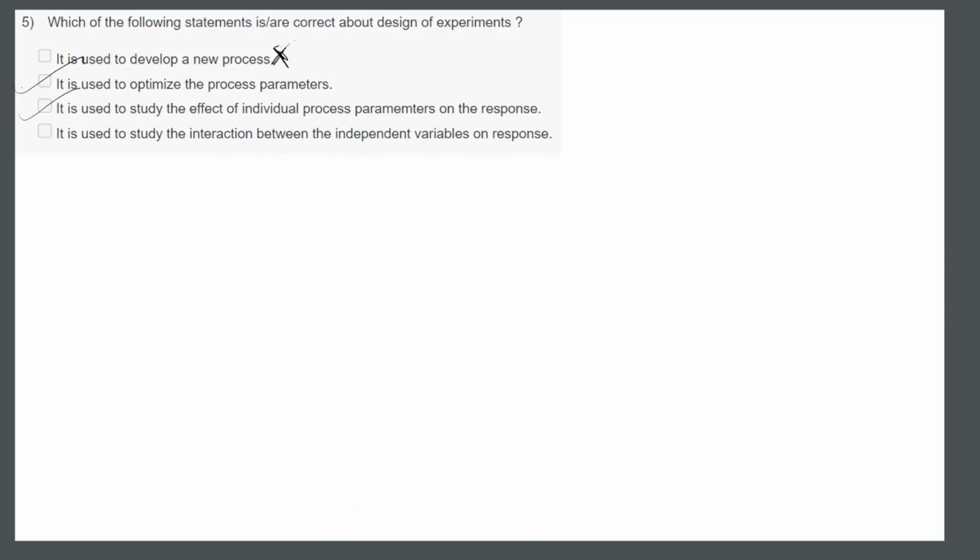So that is also thought. It is used to study the interaction between the independent variables on the response. So yeah, it is used to study the interaction between two independent variables.